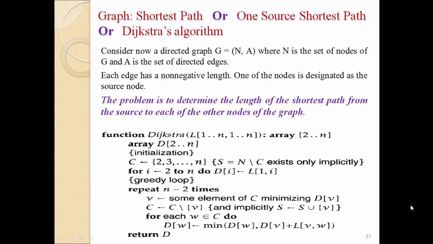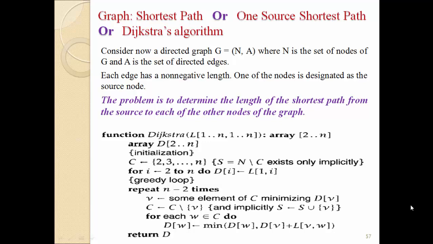Suppose we consider a directed graph. Suppose we have one graph G, which has a set of nodes N and a set of edges A. This graph is a directed graph. It means that there is a direction from one node to another node. Each edge has a non-negative length, so it is also a weighted graph. So every edge has some non-negative length.